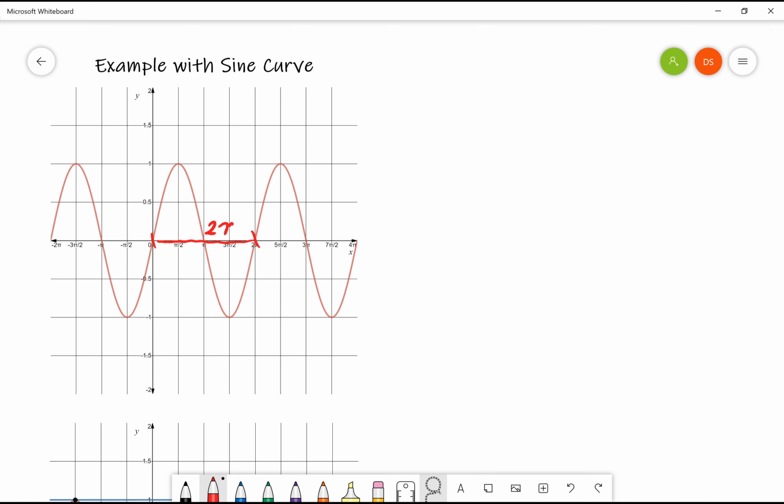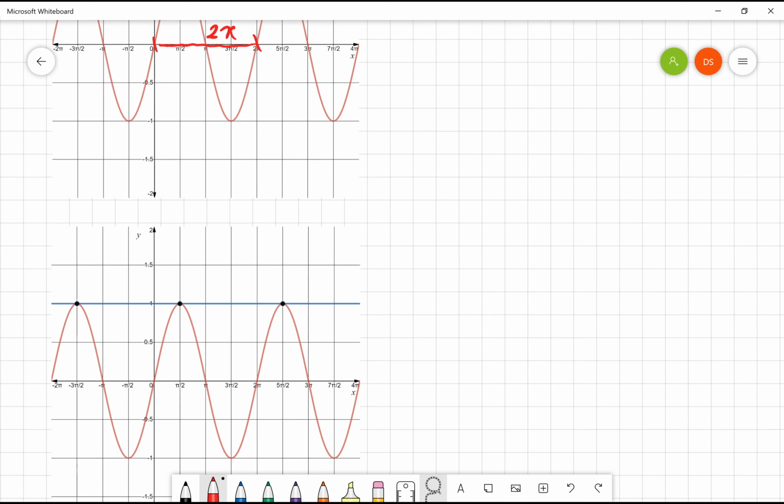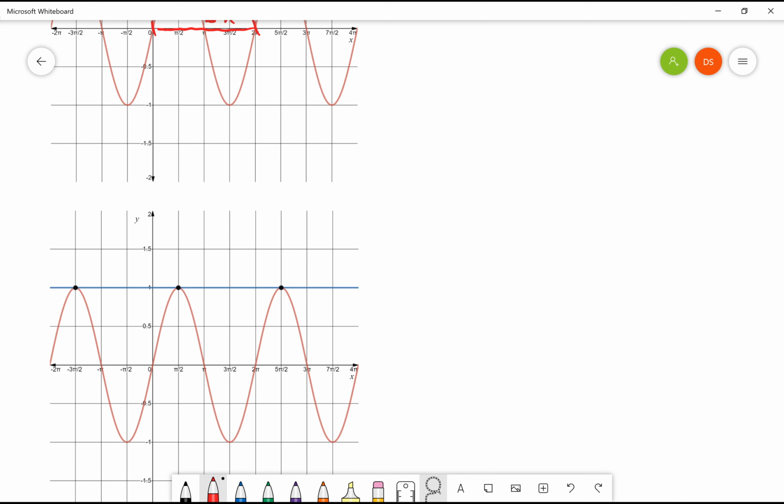And so if something happens in this interval, then it will happen in the next interval and the next interval, and so on and so forth. Okay, so let's quickly have a look. This is the function y equals sine x. Underneath here, I've drawn y equals sine x in red. And I've drawn in blue y equals. And this was the first solution that we got, pi on 2 from before.